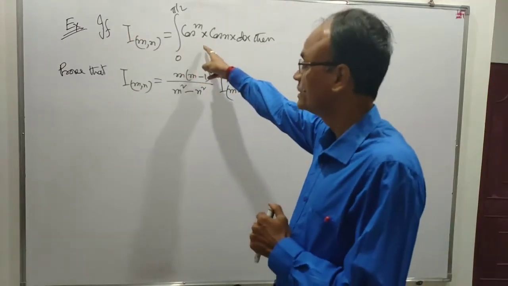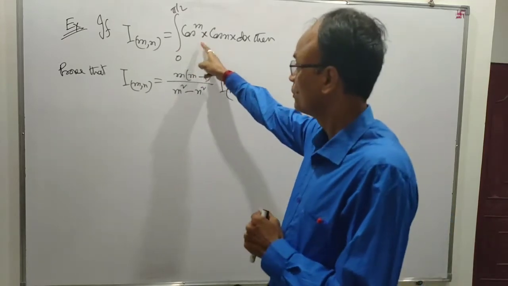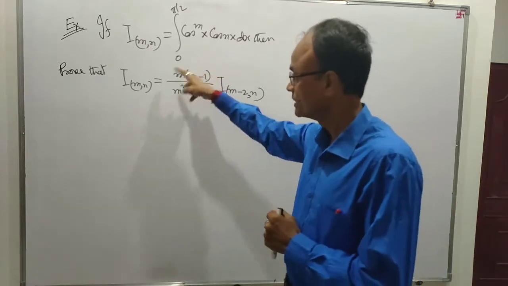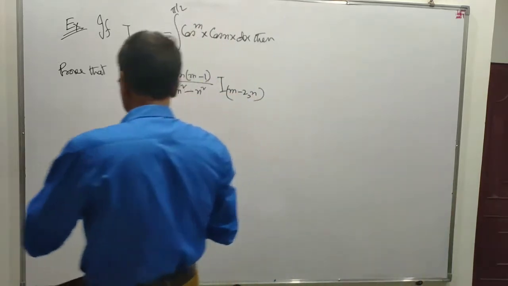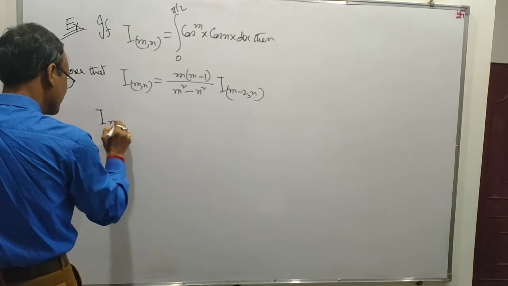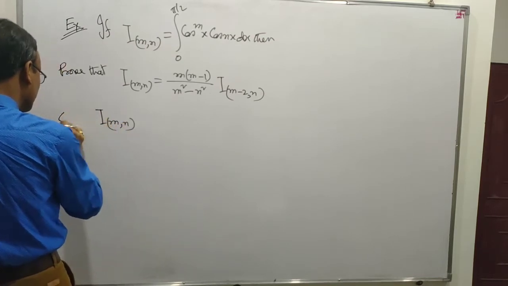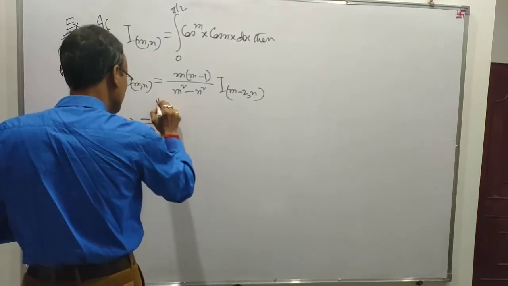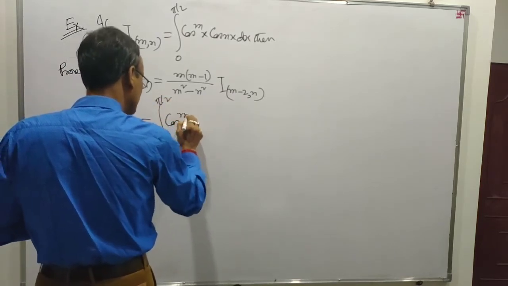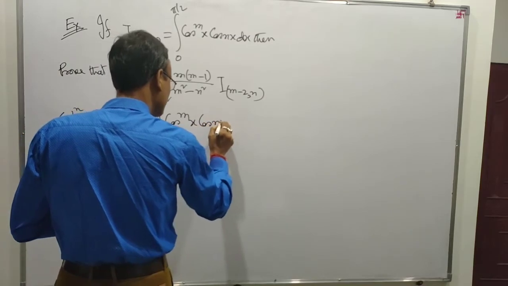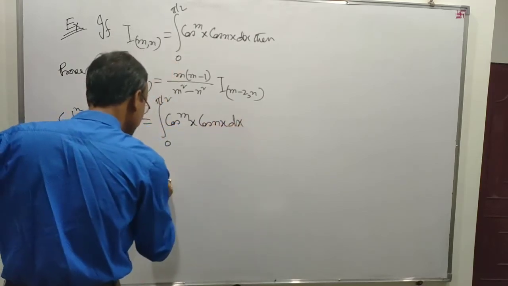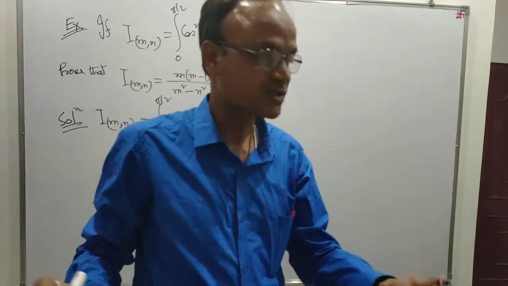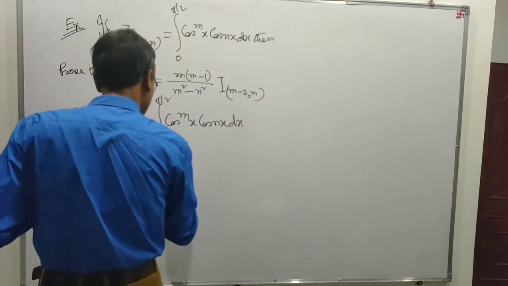If I_{m,n} equals the integral from 0 to pi by 2 of cos to the power m x cos nx dx, then we have to show that I_{m,n} equals this. The solution will be like this. I_{m,n} is equal to the integral from 0 to pi by 2 of cos to the power m x cos nx. We will integrate this by parts, taking cos nx as the second function.